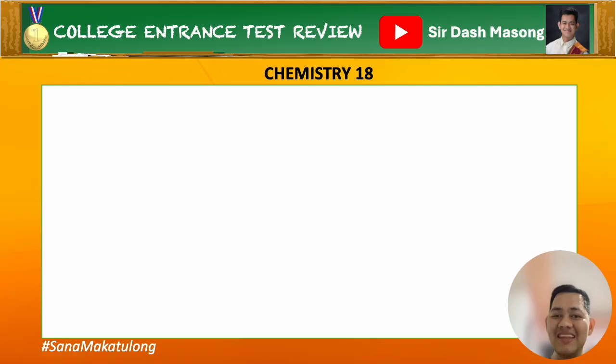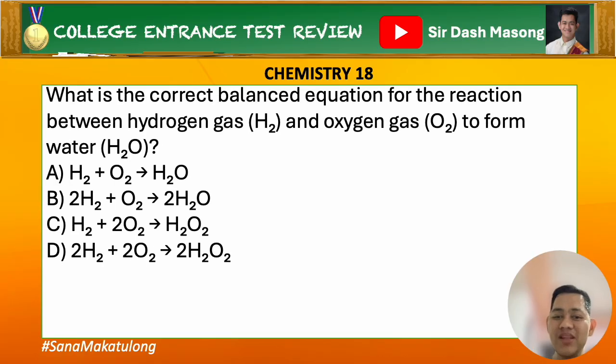Chemistry 18. What is the correct balanced equation for the reaction between hydrogen gas H2 and oxygen gas O2 to form water H2O? A. H2 plus O2 yields H2O. B. 2H2 plus O2 forms 2H2O. C. H2 plus 2O2 forms H2O2. Or D. 2H2 plus 2O2 yields 2H2O2.